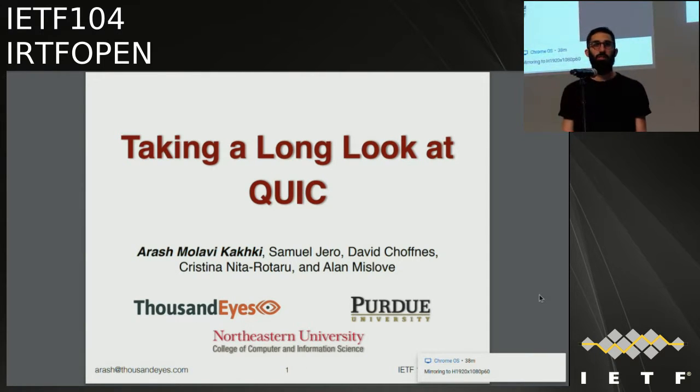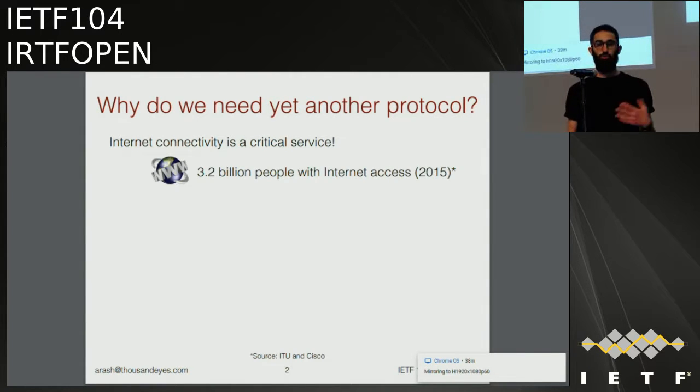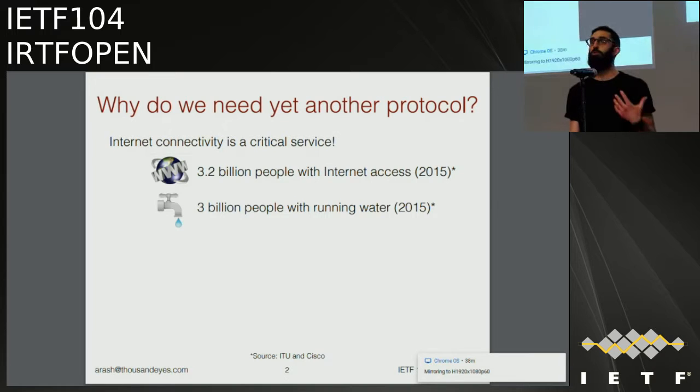This was a measurement work that appeared at IMC 2017. I don't think I need to convince anyone in this room that internet connectivity is important, but just to set the stage and put things in perspective, in 2015, 3.2 billion people had access to the internet. Obviously, that number has increased over the past 4 years, but in that same year, the number of people with running water was less than that. These two numbers next to each other I find depressing, but for reasons that are out of the scope of this talk, it emphasizes the importance of internet connectivity.